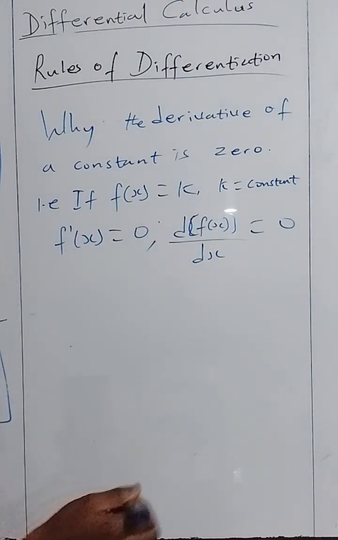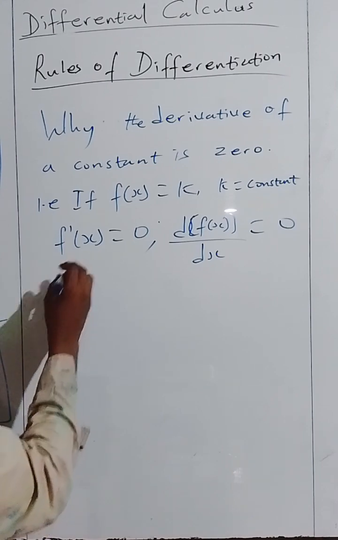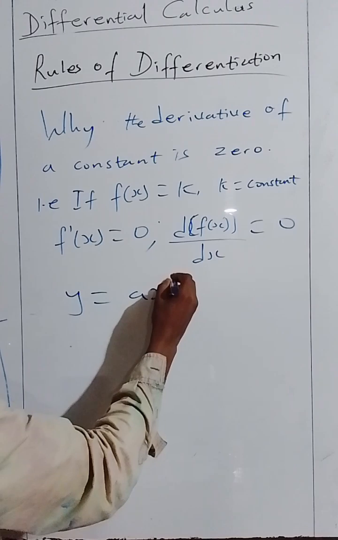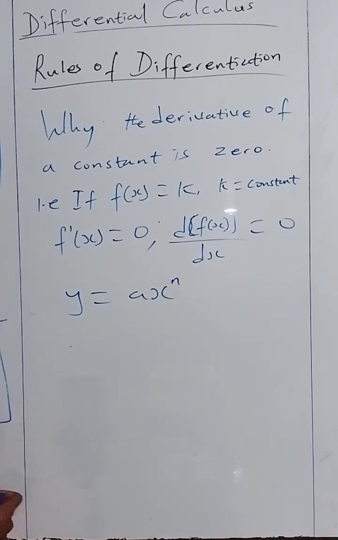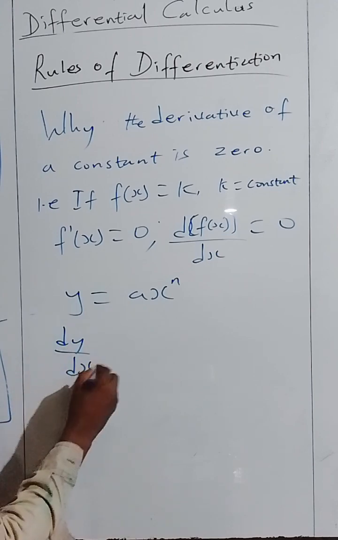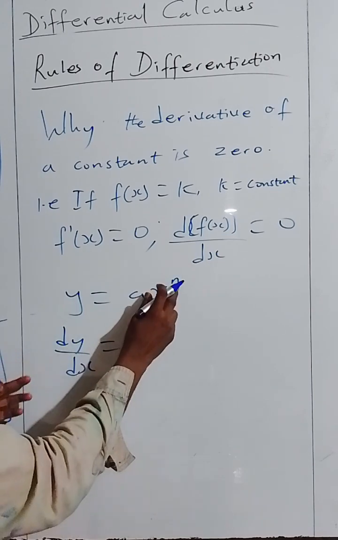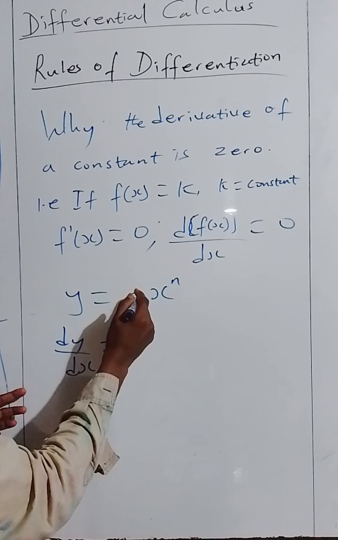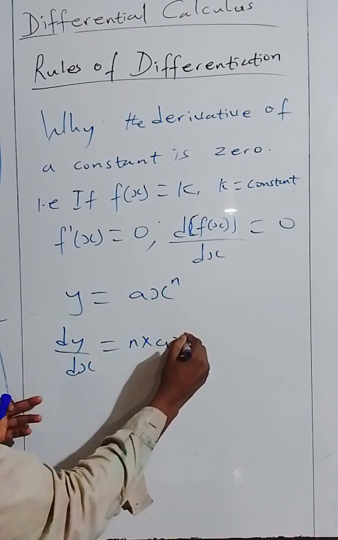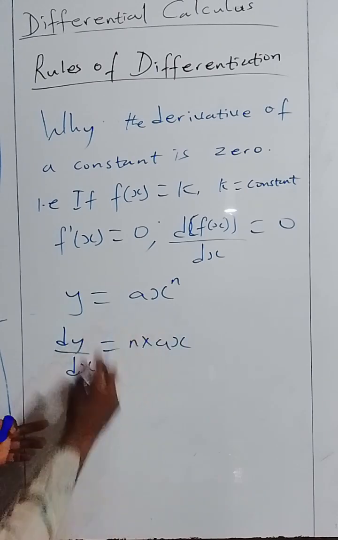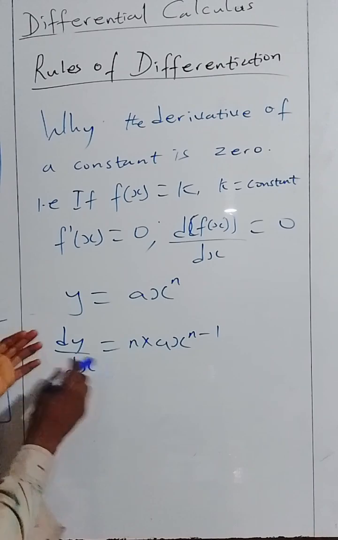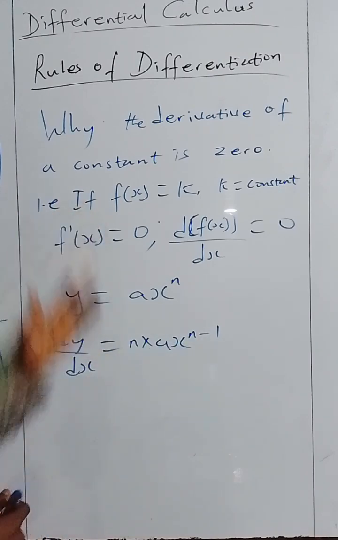So you recall the power function that if we have, let's use y equals a x raised to power n, according to the power function rule, the x gives the power, we multiply the power by the coefficient of x, that is n times a. Then we write the variable, then we subtract 1 from the power. This is the power function.